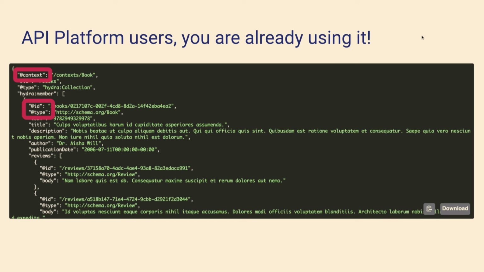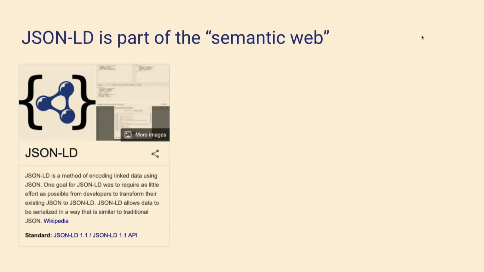It's these kind of add-ons in the API responses that actually make that all part of the JSON-LD flavor of your JSON API. And hopefully by the end of this talk, you'll know exactly what this thing means and why they're there. So JSON-LD, it's part of the Semantic Web.